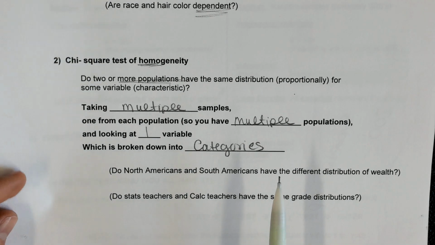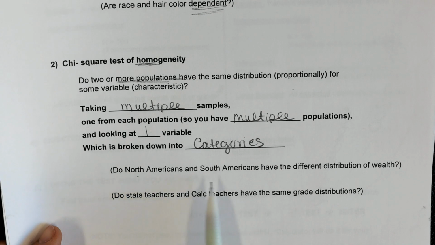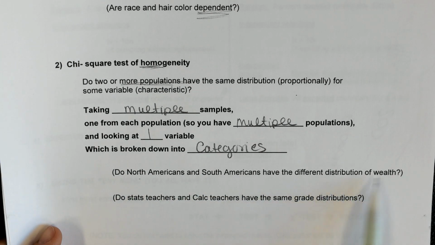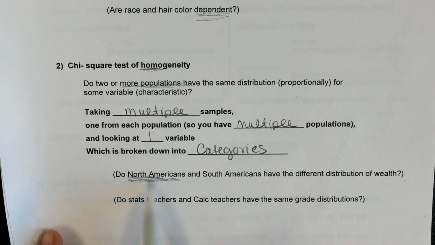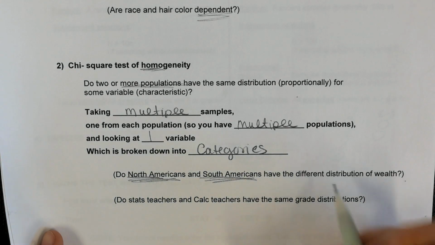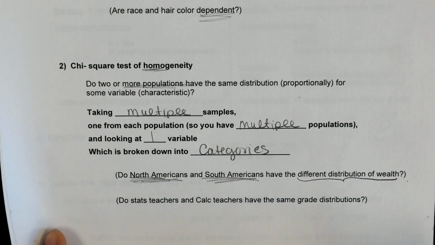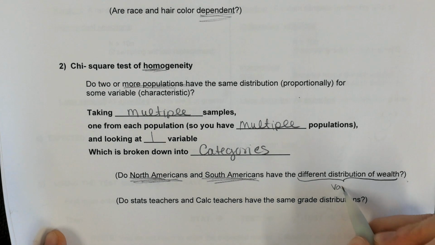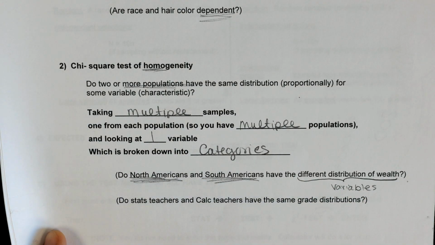So go ahead and look down here at this question. These are some nice framing questions. It says, do North Americans and South Americans have a different distribution of wealth? When I look at that, I have multiple populations, North Americans and South Americans, and I'm looking at the distribution of wealth, which is my variable and could be broken down into categories, wealthy, not wealthy, of that nature.